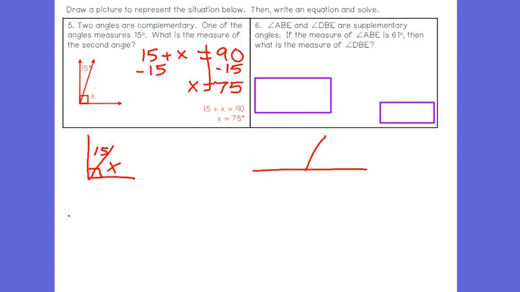What is this letter? B. Why B? Because it's the middle letter. The middle letter is B. And so I know that guy is the middle. I have an angle that's ABE, so I'm going to put that there. And then DBE, so I guess like that.